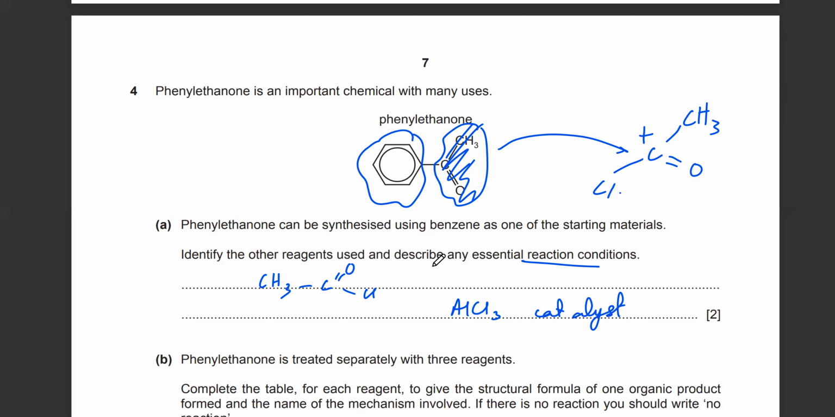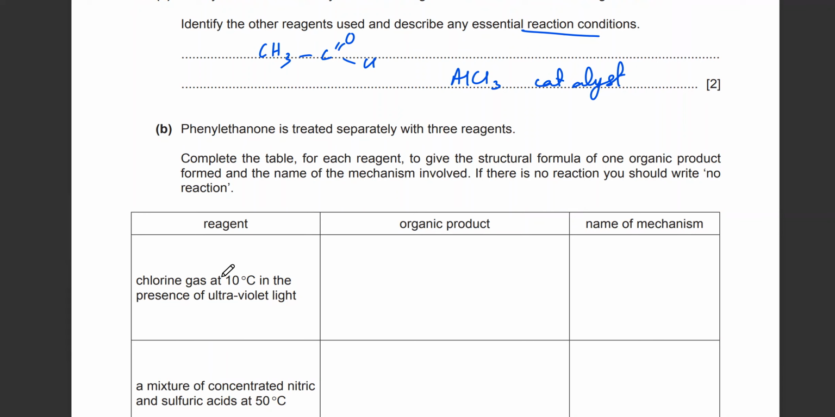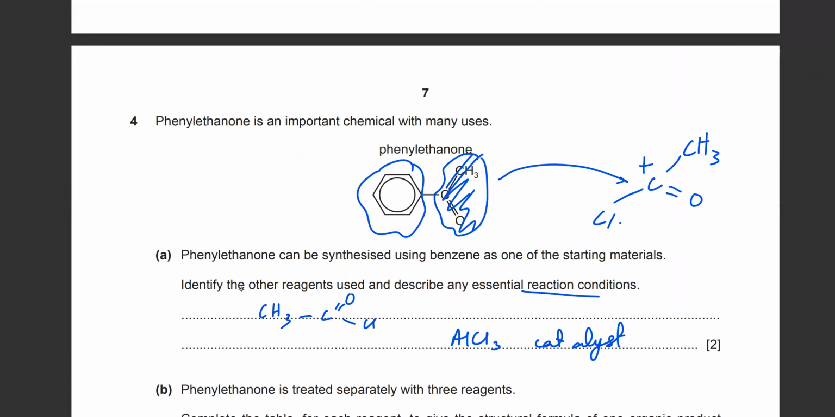Now complete a table for each of the reagents to give the structural formula of one organic product formed, or if there is no reaction. So you're saying chlorine gas at 10 degrees centigrade in the presence of UV light. If there's ultraviolet light, then what you're going to get is free radical substitution, which basically means that the H atoms will get substituted by Cl. So with UV light, the Cl always attacks the hydrogen atoms. So it might become CH2, CH2Cl, not the benzene.